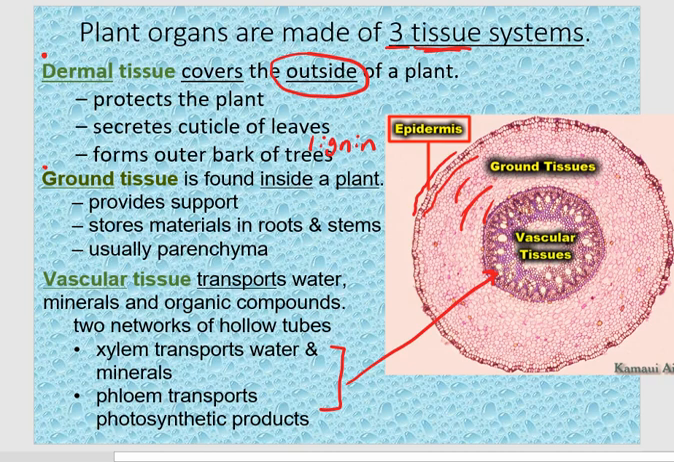So we've got this support system all the way around the vascular tissue, so that the vascular tissue stays intact even if this plant was to get injured. If something was to bite and take a chunk out of this plant, it's going to bite into dermal tissue, it's going to bite through ground tissue, but very seldom is it going to get to the vascular tissue, which means the plant can still survive without that central hub being injured.